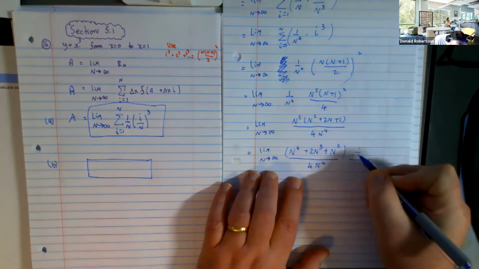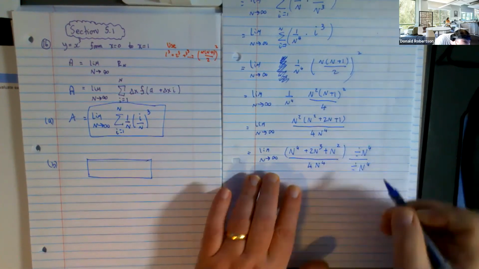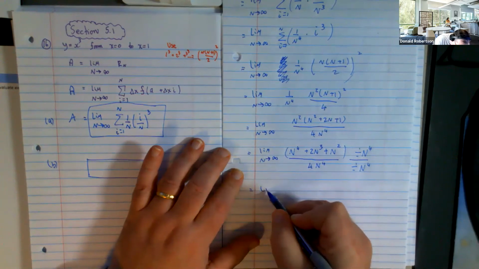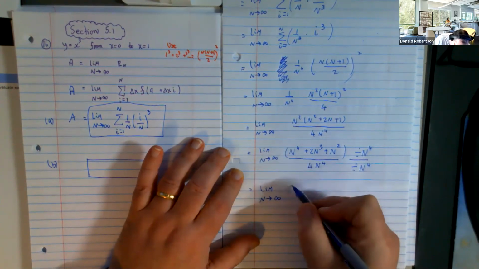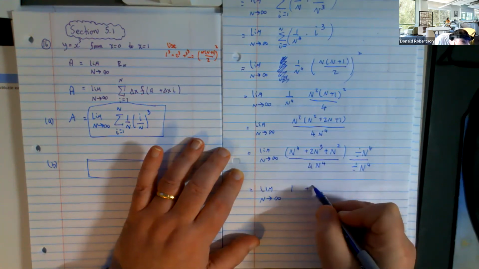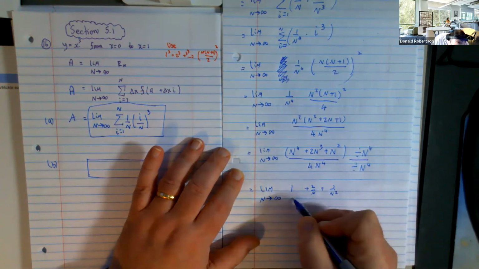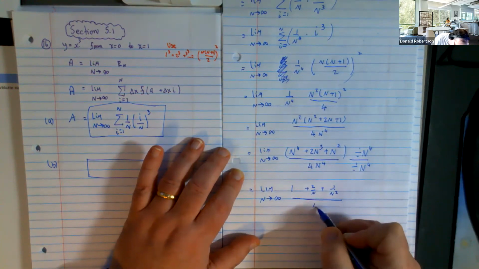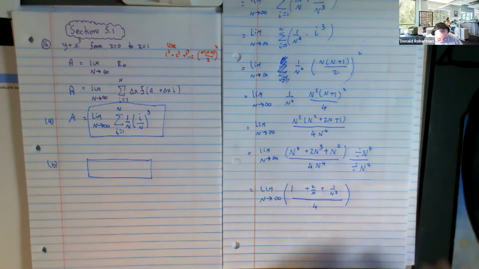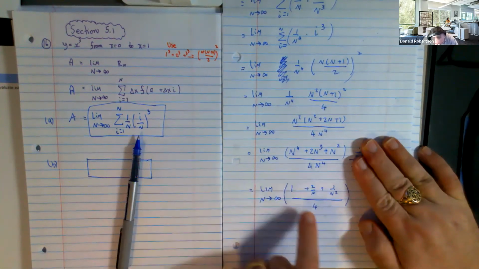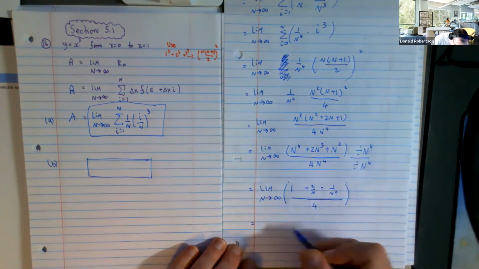So I'm going to divide everybody on the top by n to the 4 and everybody on the bottom by n to the 4. And we now have the limit as n tends to infinity of 1, 2 over n, and 1 over n squared, all over 4. So this limit is equivalent to that limit. And then you just plug in n as infinite and see what you get.